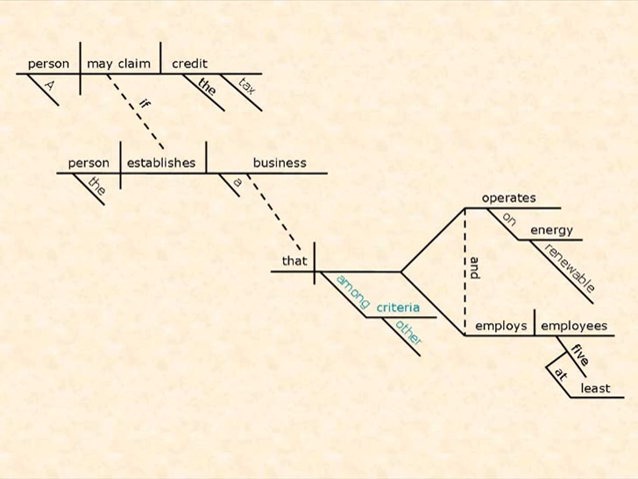When I moved among other criteria to modify the verbs in the relative clause introduced by that, it seemed to make more sense. A person may claim the tax credit if the person establishes a business that, among other criteria, operates on renewable energy and employs at least 5 employees.